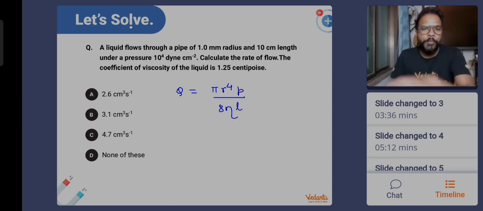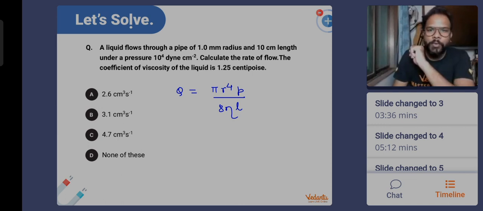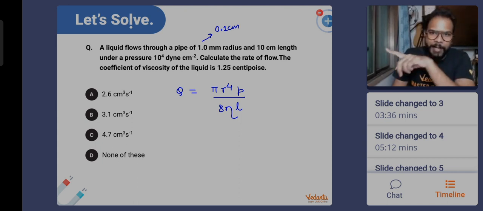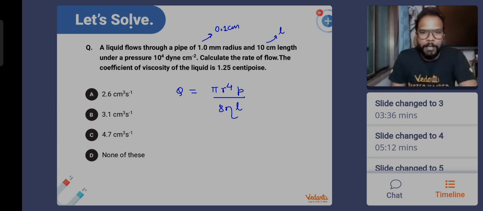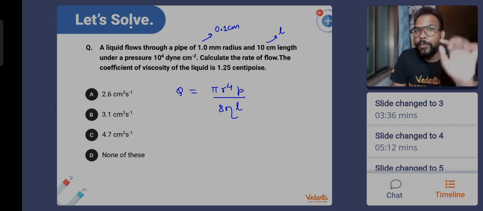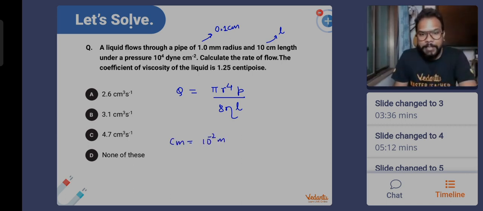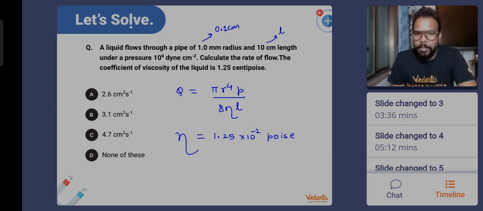That's the formula. So in the question, the pi value we already know. The R value is 1 millimeter, which can be written as 0.1 centimeter. I cannot go with millimeter, that's not CGS. The length value is already given to me in centimeters. Pressure, very good, it is given in dynes per centimeter square. Calculate the rate of flow. The coefficient of viscosity is 1.25 centipoise, and a centi is 10 to the power minus 2. So I don't want centipoise, I want poise. That means eta is 1.25 into 10 to the power minus 2 poise.